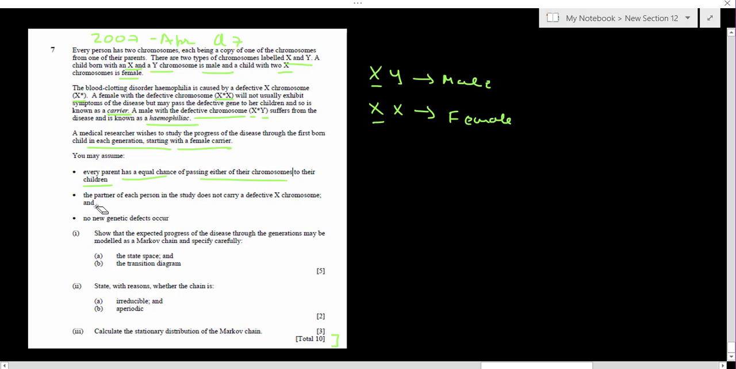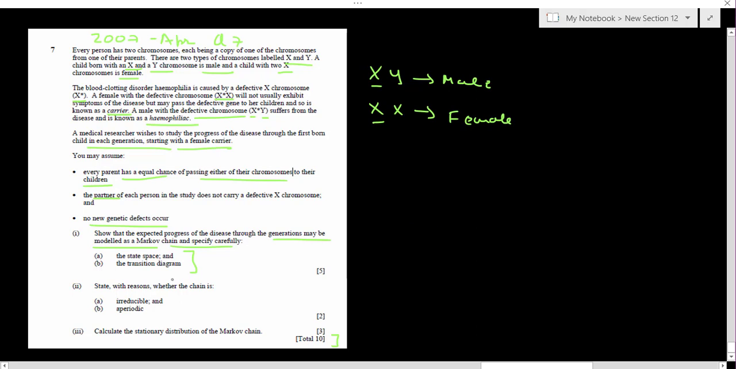Okay, the partner of each person in the study, that is, only one partner will have a defective chromosome and the other one will not, of course. So we'll only talk about the partner who has a defective chromosome. Okay, and there is no new genetic defect that occurs, right? So show that the expected progress of the disease through generations may be modeled as a Markov chain, and specify carefully the state space and the transition diagram.